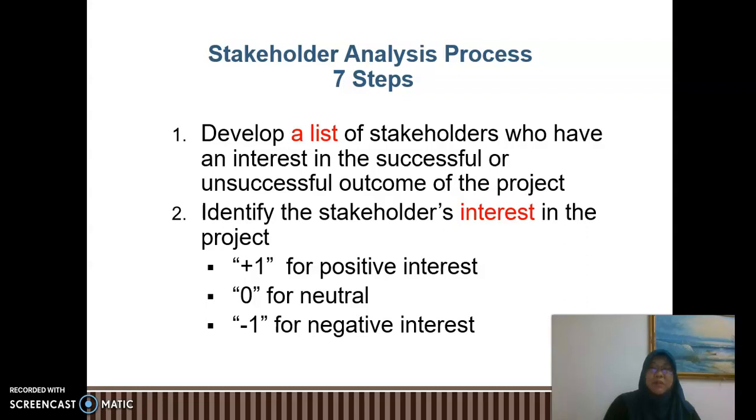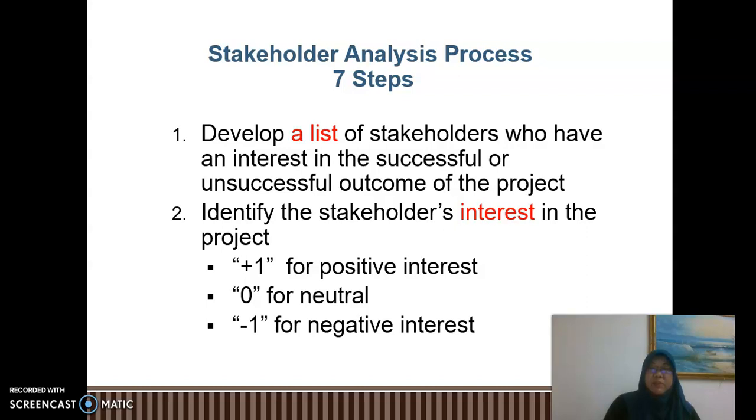Now we will look towards stakeholder analysis process. Overall, there are 7 steps for stakeholder analysis process. Start with develop a list of stakeholders who have interest in the successful or unsuccessful outcome of the project. Second step is to identify the stakeholders' interest in the project.